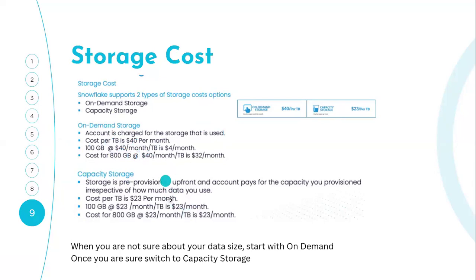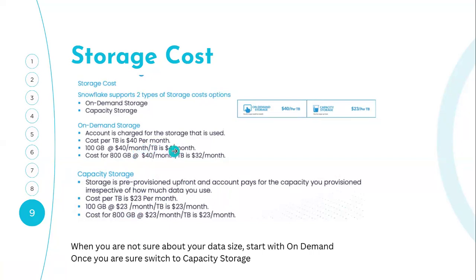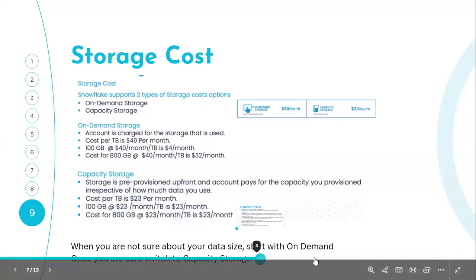If you compare, if you are using little storage, the cost per TB is $23 here, but here it is $40. So with capacity storage, if you are using 100 GB, you need to pay $23. But for 100 GB on demand, you are going to pay only $4. For smaller data, go with on demand. For proper production data, just go with capacity storage. When you are not sure about your data size, start with on demand storage. Once you have some idea, switch to capacity storage.